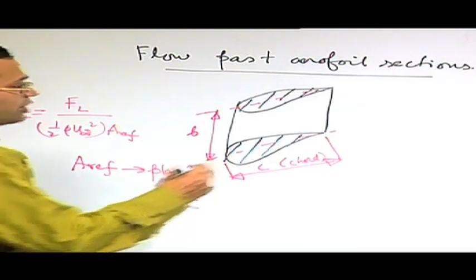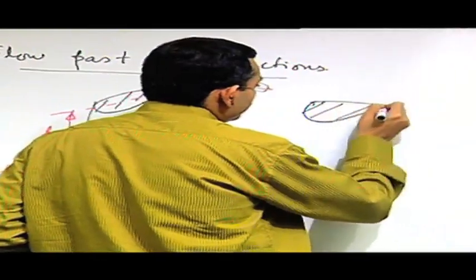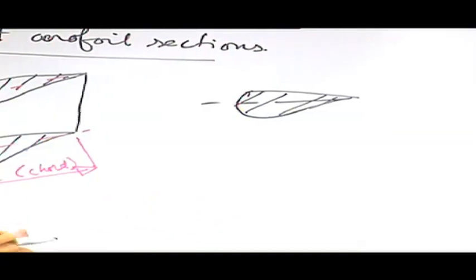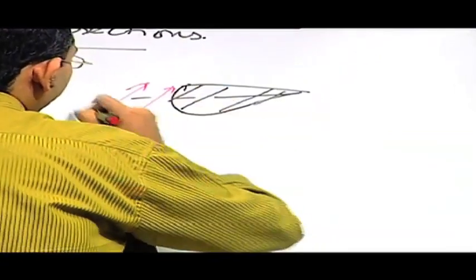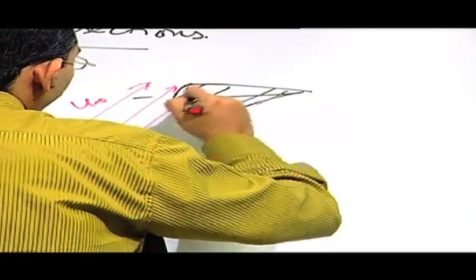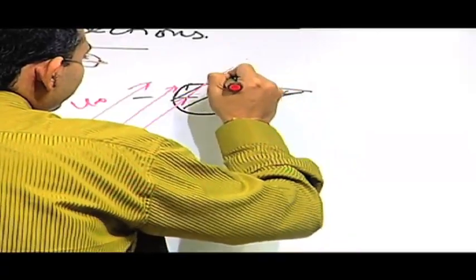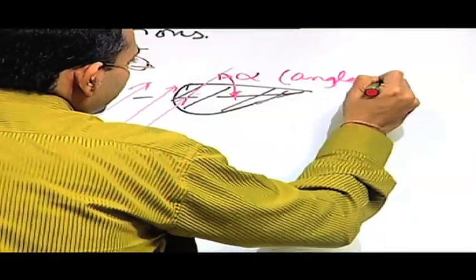The second thing that is important to know: if you just draw the sketch of a section, this is the chord of the aerofoil. Now what is the angle made by the incoming flow with this one? Let us say the incoming u infinity is like this. The angle made by the u infinity with this chord, let us say alpha, is known as the angle of attack.